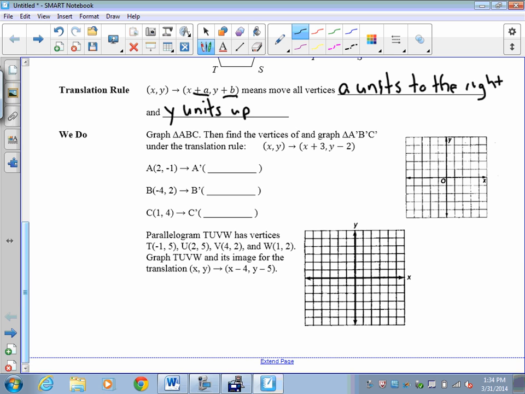It tells us to graph triangle ABC. So our original points are 2, negative 1. That's point A. We have negative 4, positive 2. That's point B. And lastly, we have C, 1, 4. So there's a triangle, ABC.